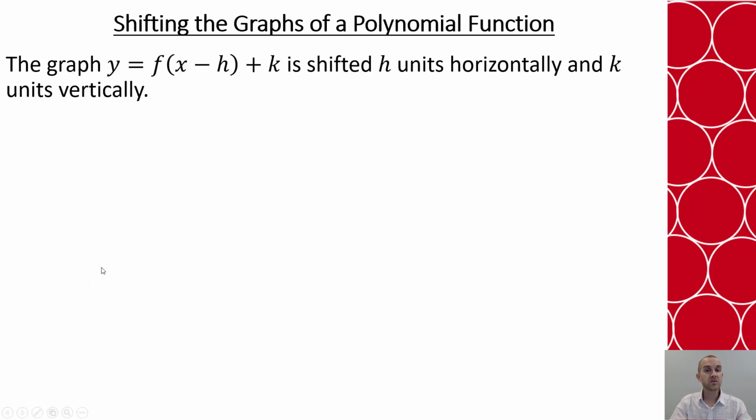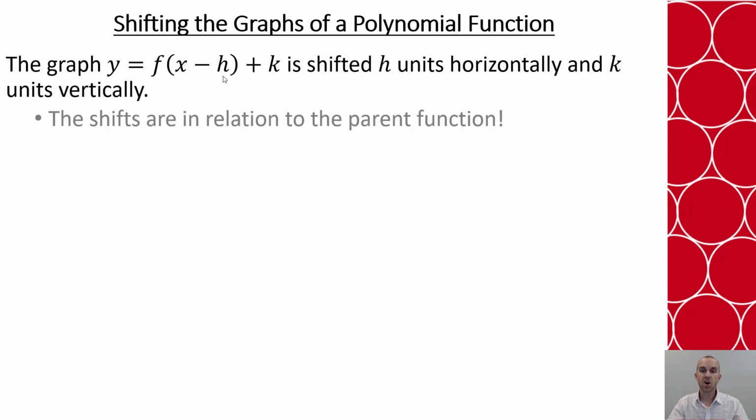Now, with any of these functions, we should be able to recognize the shifts that occur within the function. So we know that graphically y equals f of x minus h plus k means that the graph is going to shift h units horizontally and k units vertically. And again, it's got to be x minus h for that shift. And this is all in relationship to that original parent function, like y equals x, or y equals x squared, or y equals x cubed. That's where the shift is occurring.